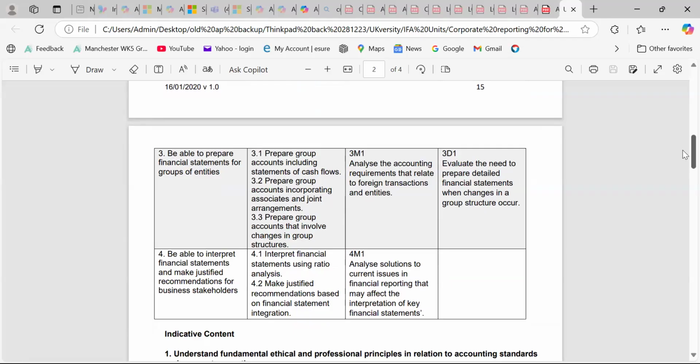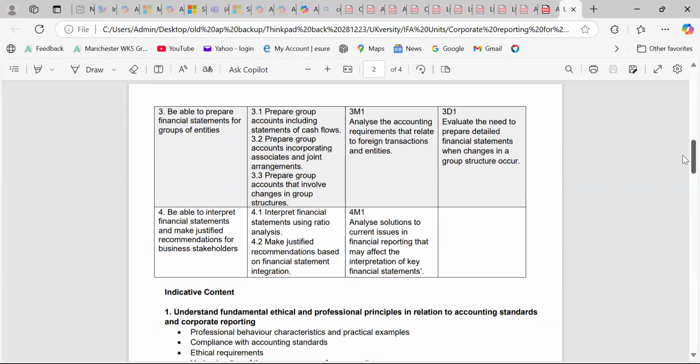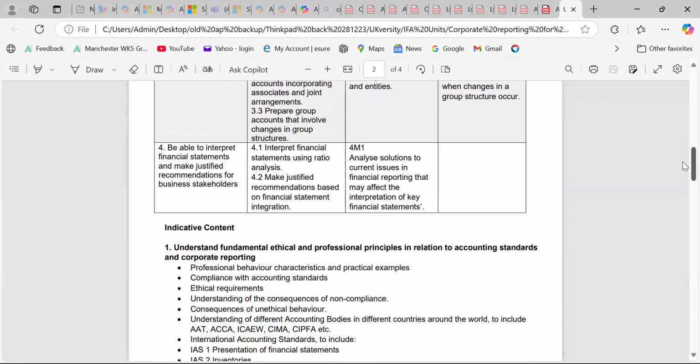Then lesson 3, which is our LO3. We'll discuss groups of entities, like consolidated group statements, which will go through parent, subsidiary, and associate elements, and some foreign adjustments, how we can do them according to accounting standards, because most companies have overseas business and we are following international accounting standards instead of more localized standards.